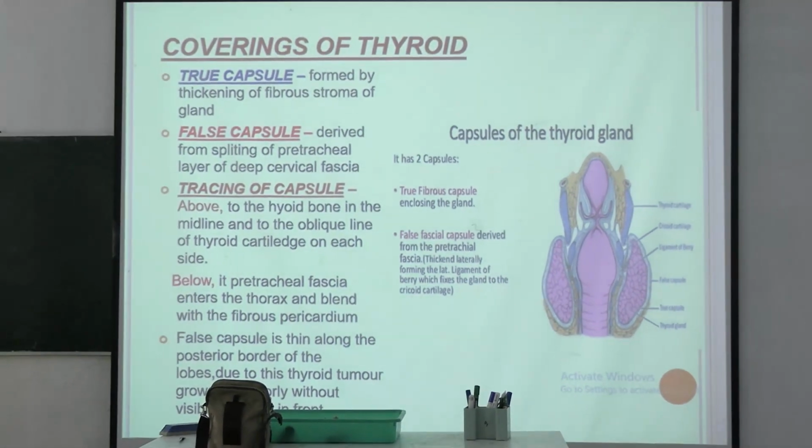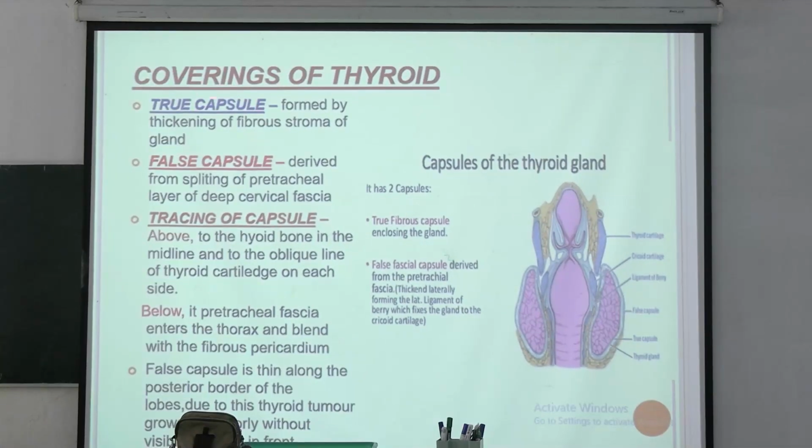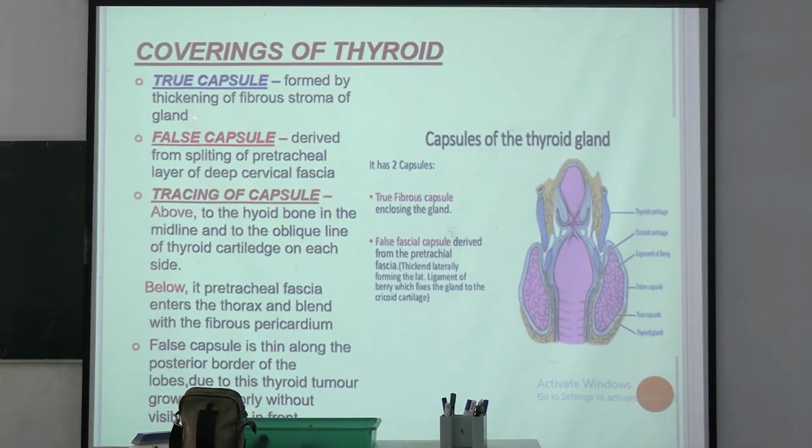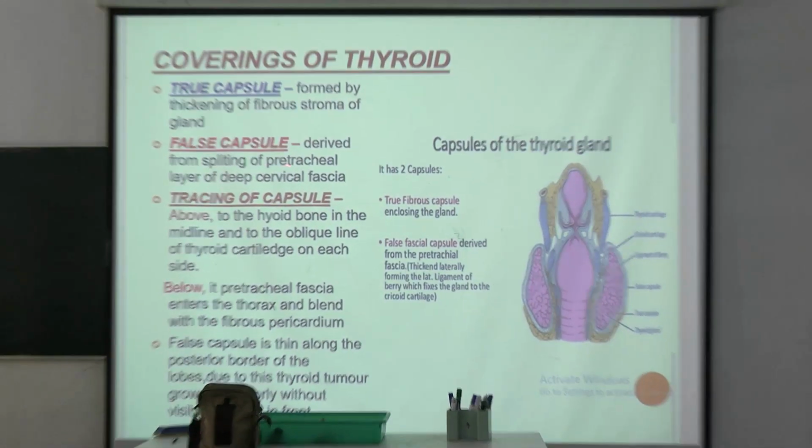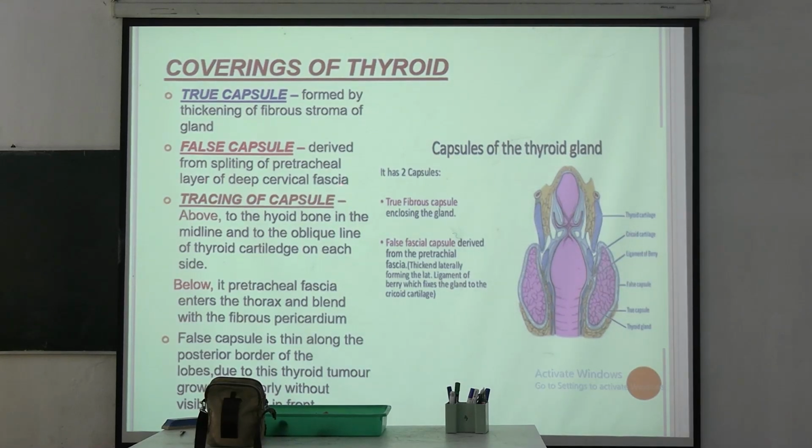Now, you see the coverings of the thyroid. It has a true capsule formed by thickening of the fibrous stroma of the gland, and a false capsule derived from the splitting of the pretracheal layer of the deep cervical fascia. The true capsule is formed by thickening of the fibrous stroma of the gland.